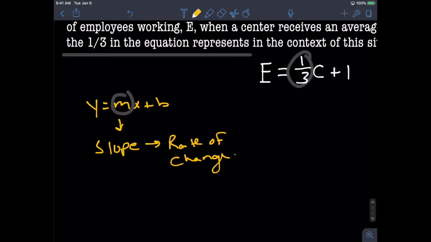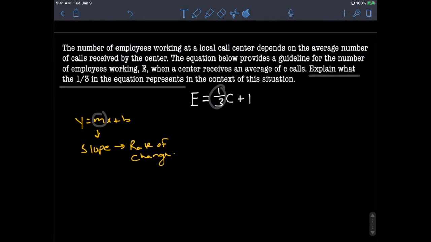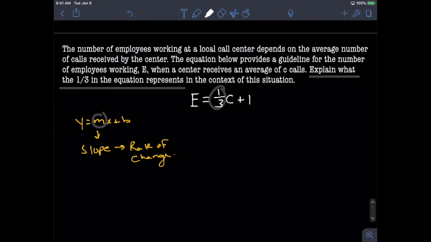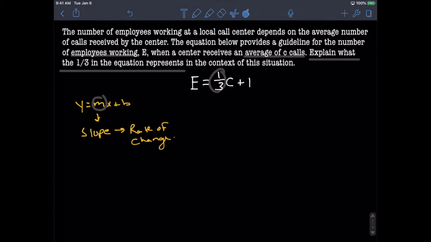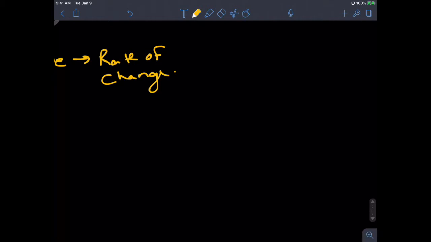There we are. And if our answer is a rate, that means we need to have the word per in there. But what per what? Well, it's y per x. So employees working per average calls received, or something to that effect. Ready? Believe it or not, with those two pieces of information, we have everything we need to answer this question.